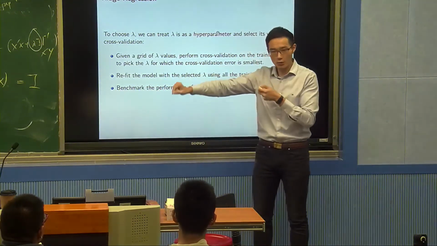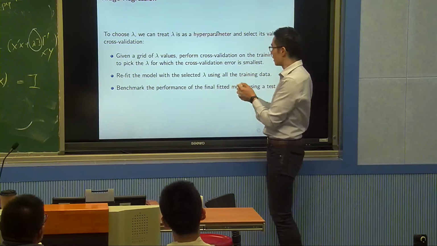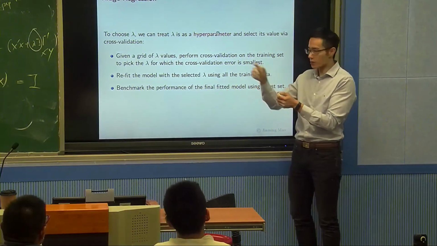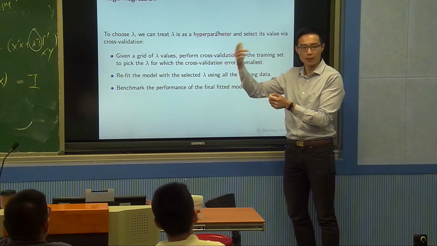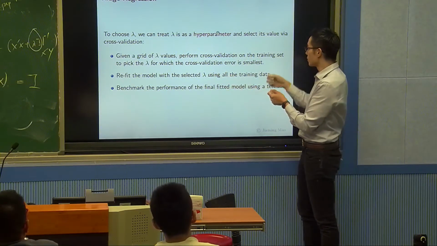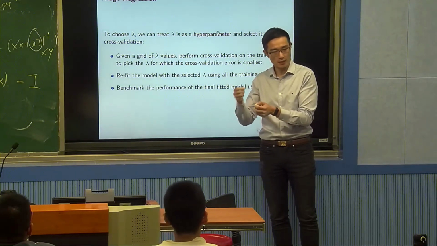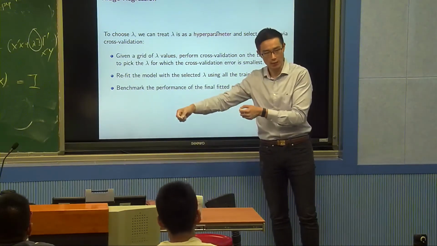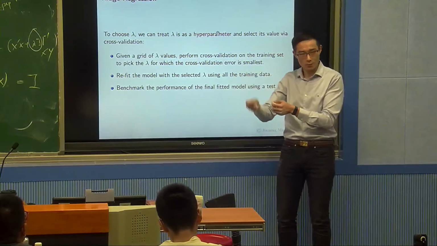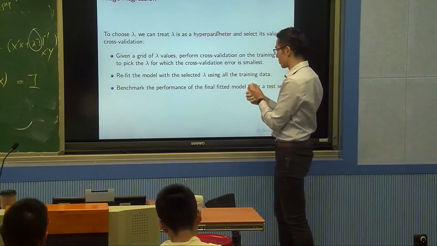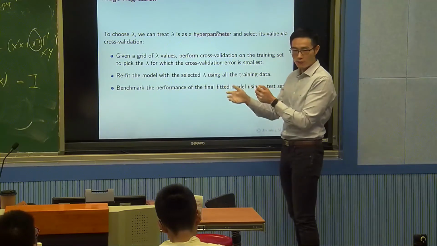So given the sequence of lambda, for every lambda, we fit the ridge regression model on the training data, meaning that we use the formula we just saw to compute the beta hat. And then we use cross-validation to estimate the out-of-sample error corresponding to each different lambda value. And then we pick the one with the smallest validation error, or cross-validation error.